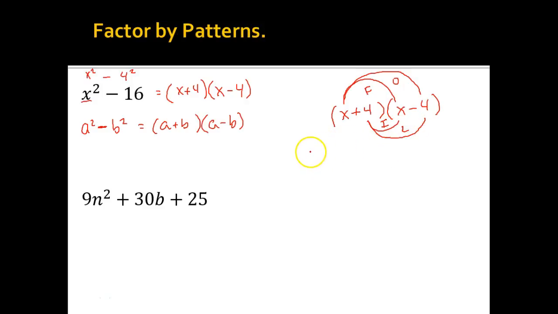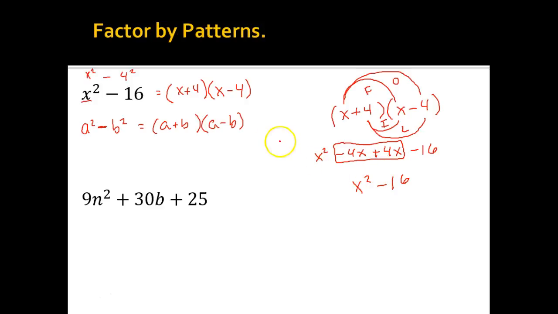So x times x is x squared, plus x times negative 4 is negative 4x, plus 4 times x, the inner terms, is positive 4x, and then 4 times negative 4 is negative 16. And oftentimes when you do the FOIL method, those middle two terms can be combined together. And this time, negative 4x plus 4x is 0. So you end up with x squared plus 0 minus 16. We don't write the 0. And that's what we started with.